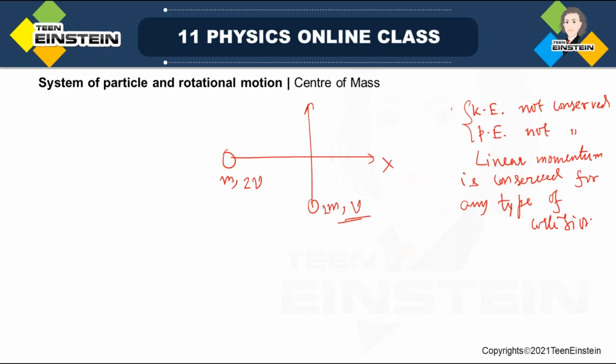Okay, any type of collision. So what we can do, we can write down the conservation of linear momentum here and find out the final velocity. We know the initial kinetic energy; we only have to find out the loss in kinetic energy.